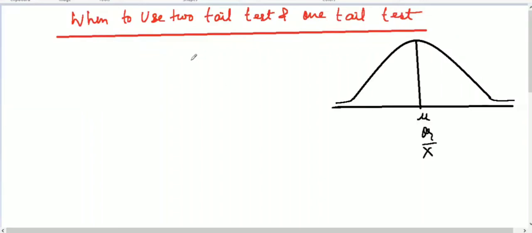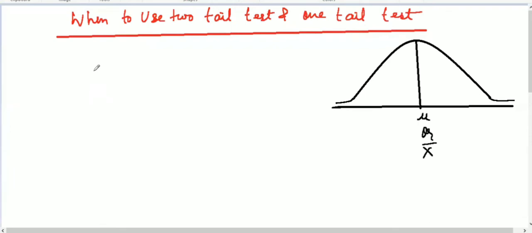Hello everyone, in this video I'm going to explain when to use a two tail test and a one tail test in a Z-test, or you can say a T-test. In both tests you can decide whether to use a two tail test or a one tail test.